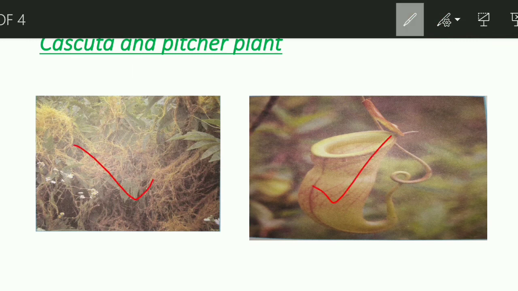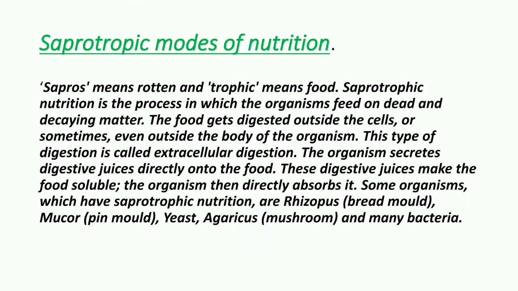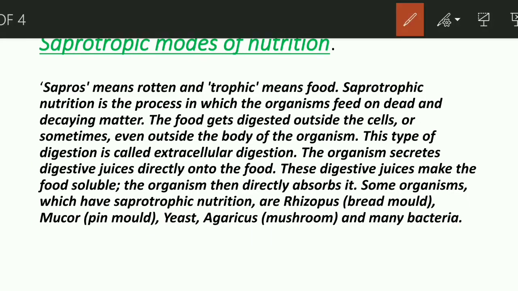Now let's proceed to the next, saprotropic mode of nutrition. Okay, I said to you, my friends, that at the last I will discuss the difference between parasitic mode of nutrition and saprotropic mode of nutrition. So let's now see this. Sapros means rotten and tropic means food. The meaning of tropic you have understood earlier also.